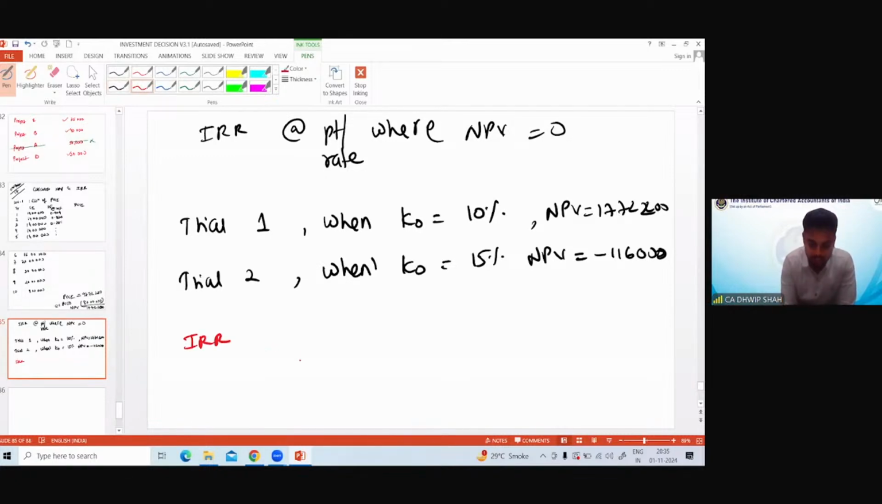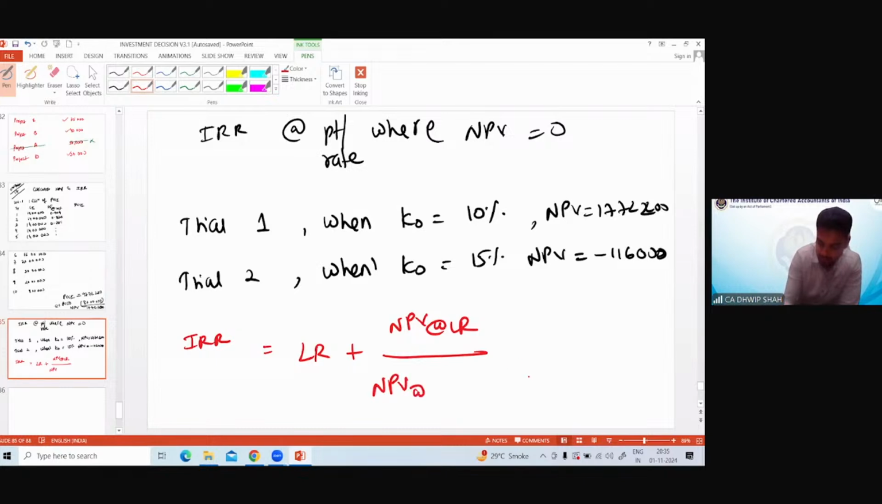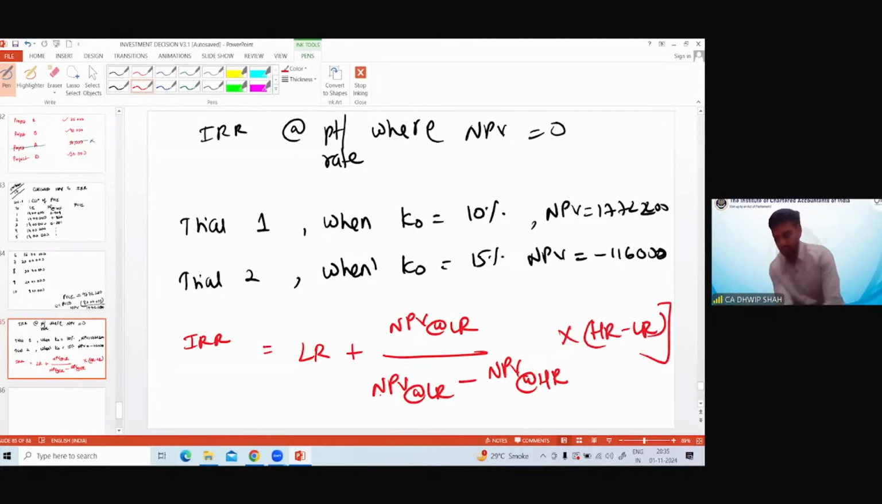To calculate IRR, we use interpolation, and from that interpolation, we have derived a formula. IRR is equal to the lower discounting rate plus NPV at lower rate divided by NPV at lower rate minus NPV at higher rate, multiplied by higher rate minus lower rate. This is how we have devised the formula using the logic of interpolation.